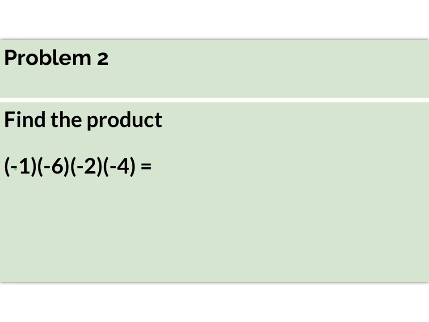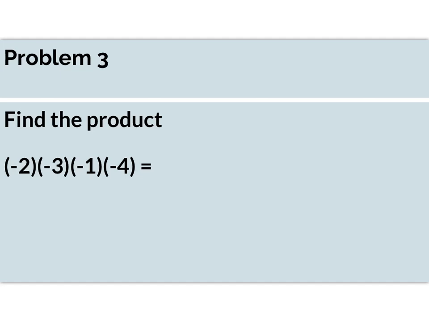Okay, 1, 2, 3, 4. 4 negatives. An even number of negatives will give us a positive product. And now let's multiply. 6 times 2 is 12, times 4 is 48. And we have positive 48 as a product.